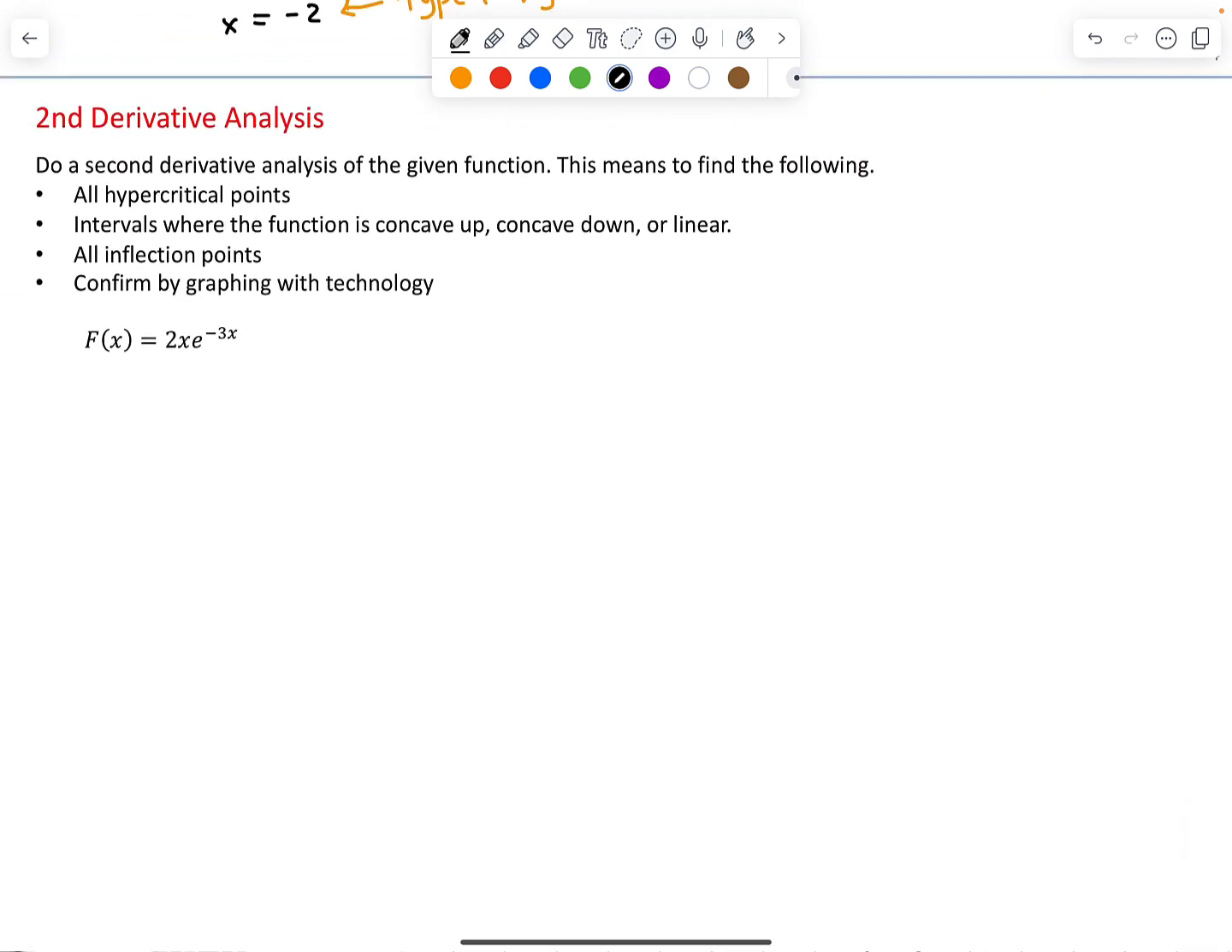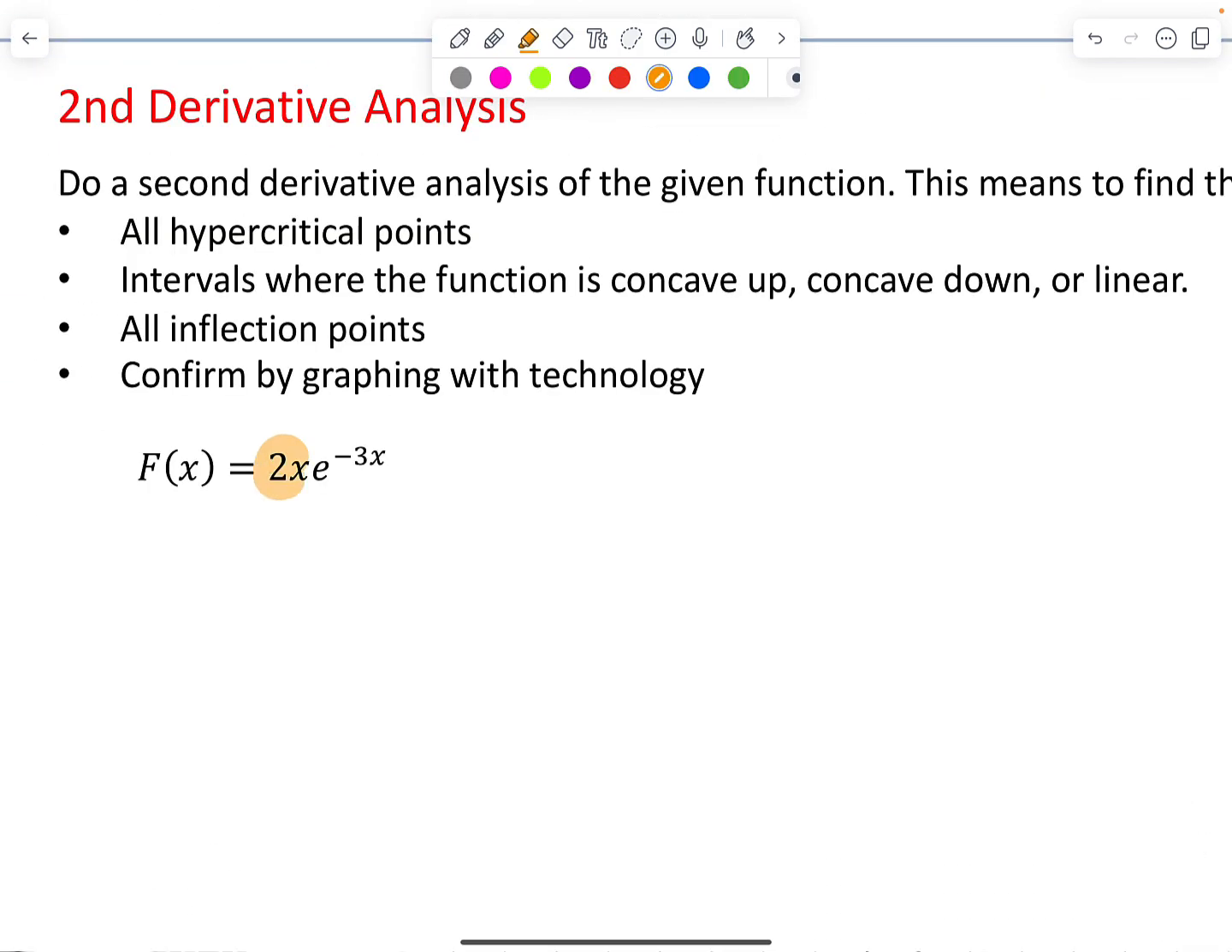Same instructions, new function. This function is part polynomial, part exponential. There are no domain restrictions for either of these pieces. So the domain of capital F will be that x can be anything from -infinity to infinity.